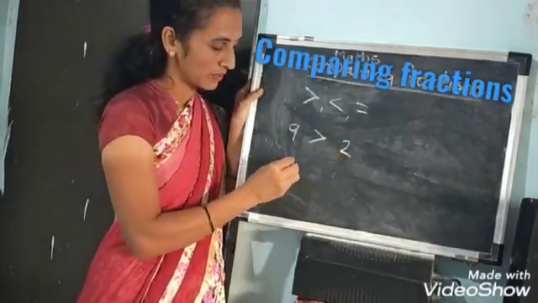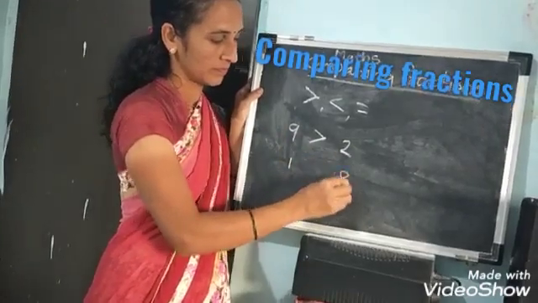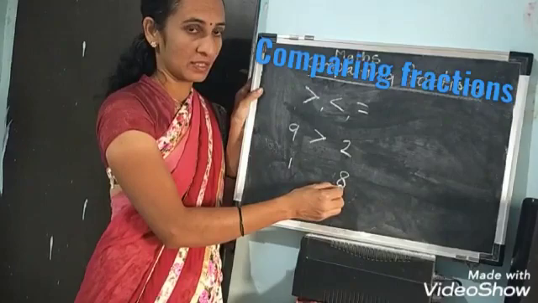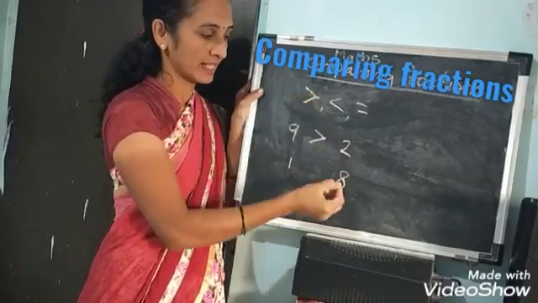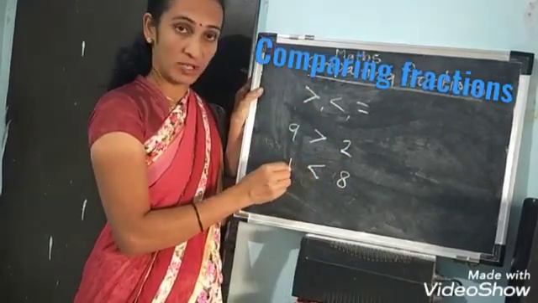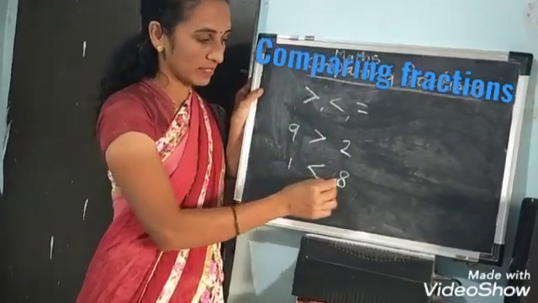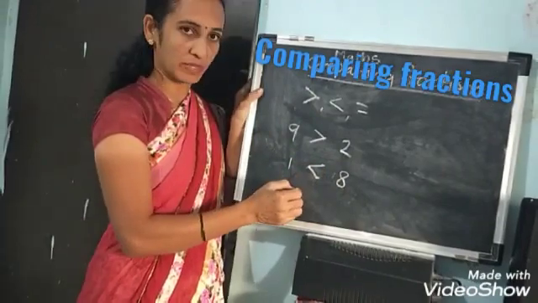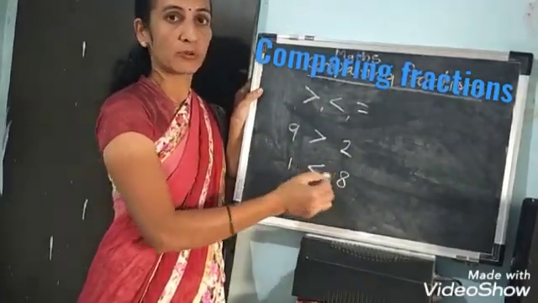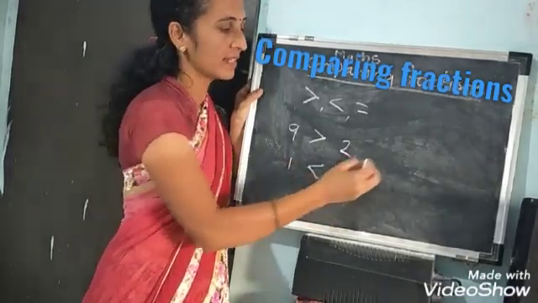Now suppose, which is the bigger number? Of course 8 is bigger. Then these 2 ends are towards 8. And 1 end towards the smaller number. 2 ends towards the bigger number, 1 end towards the smaller number. So 1 is smaller than 8. How to read this? 1 is smaller than 8.